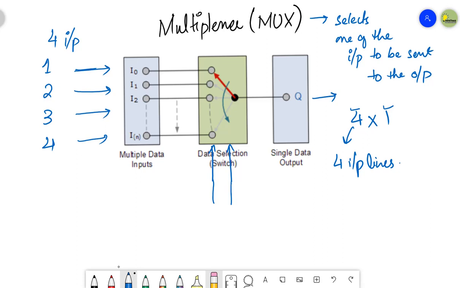Let's suppose I am having two control lines, then I can have four different data that can be sent. Keep in mind that you can send one bit in one line. Let's suppose I'm sending 0 here in this wire and I'm sending another 0 in this wire. So there can be four different combinations of sending the data to the control lines.